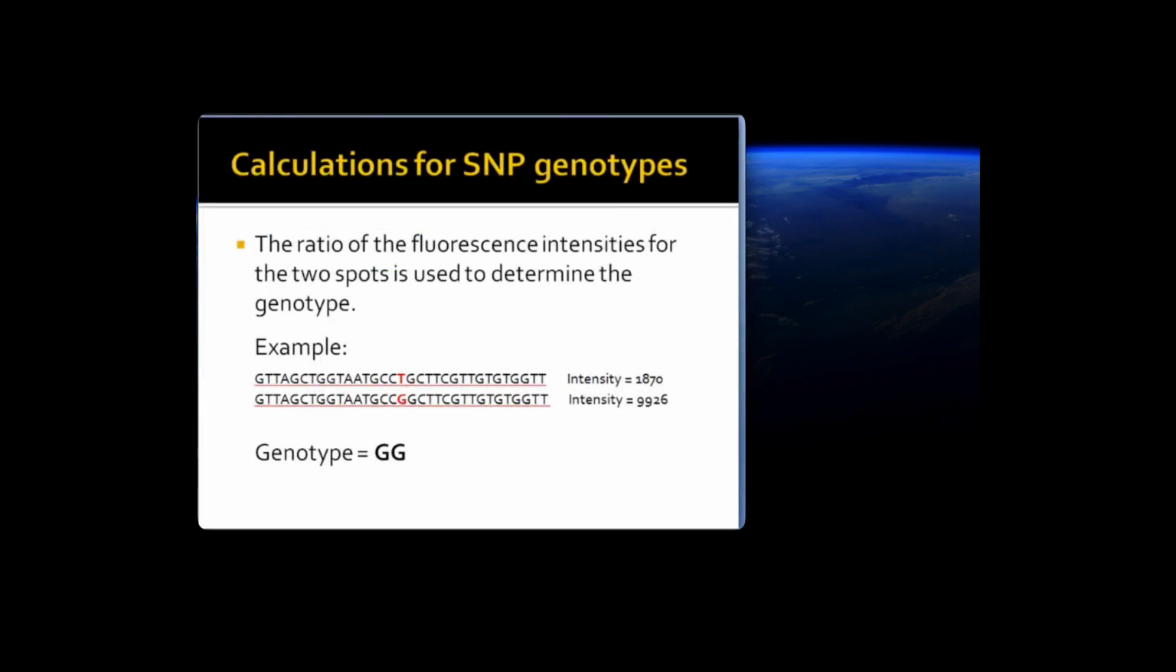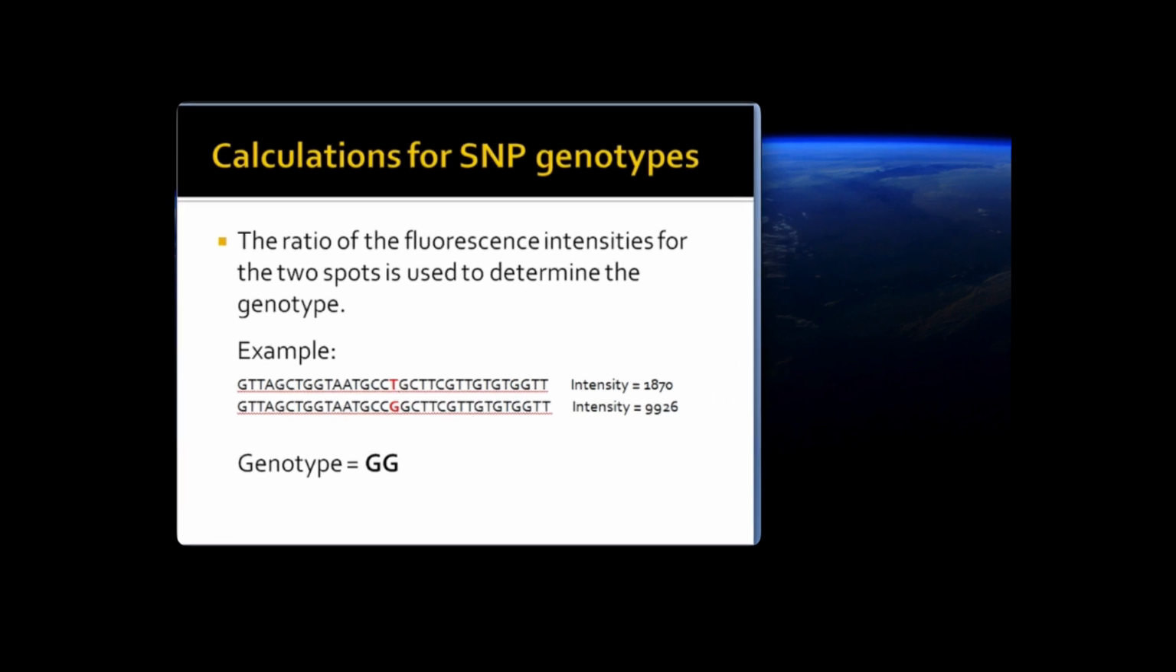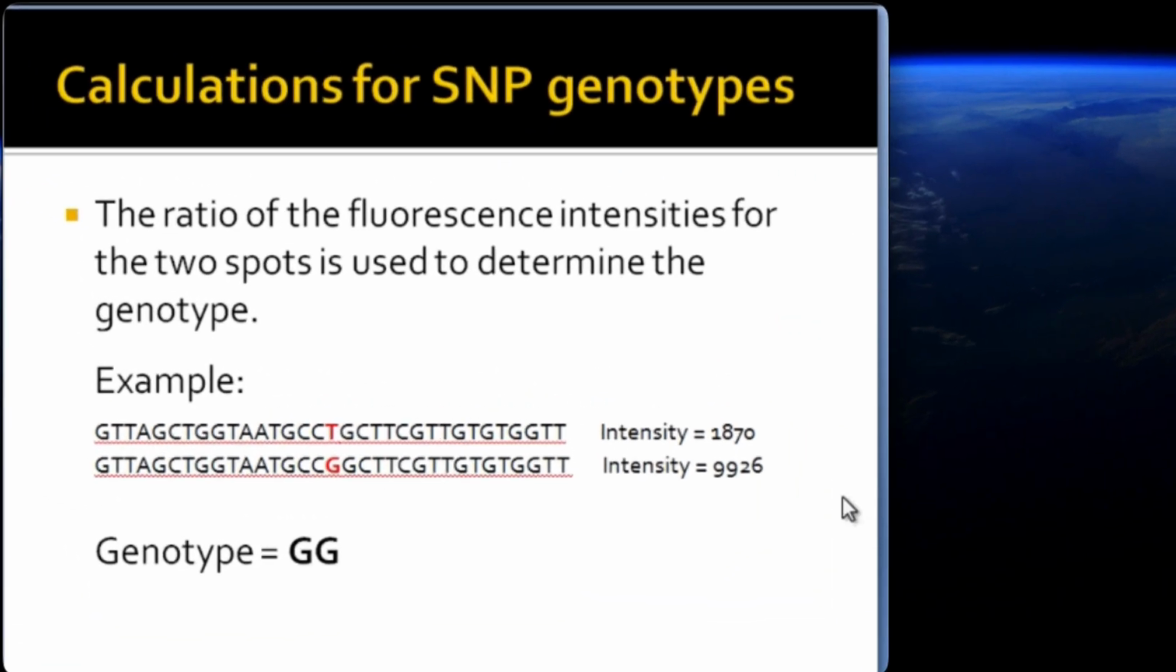The last part of this tutorial will focus on the calculations used to determine the SNP genotypes for different DNA samples. And for each SNP probe pair, it is the ratio of the fluorescence intensity for those probe spots that is used to determine the genotype.